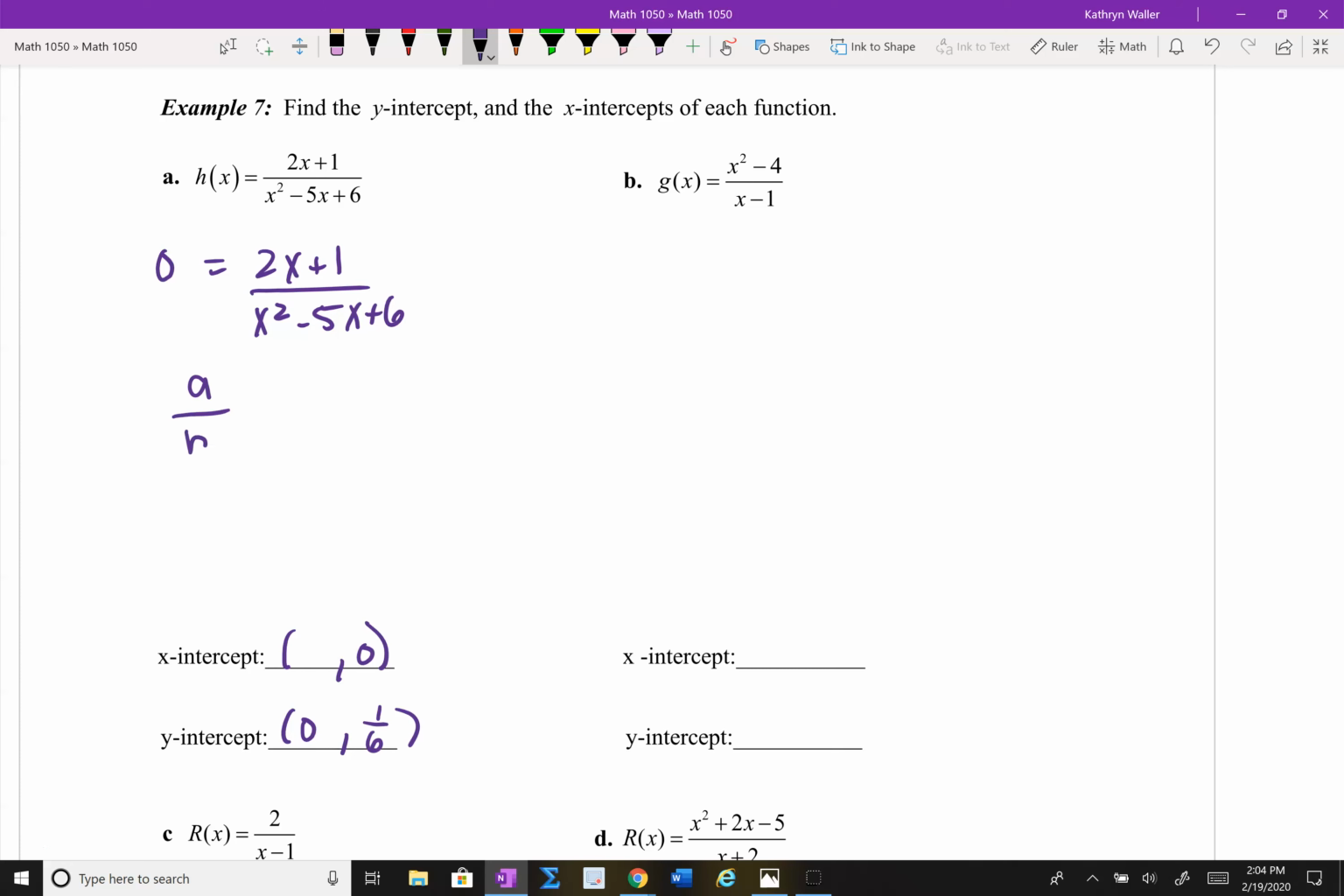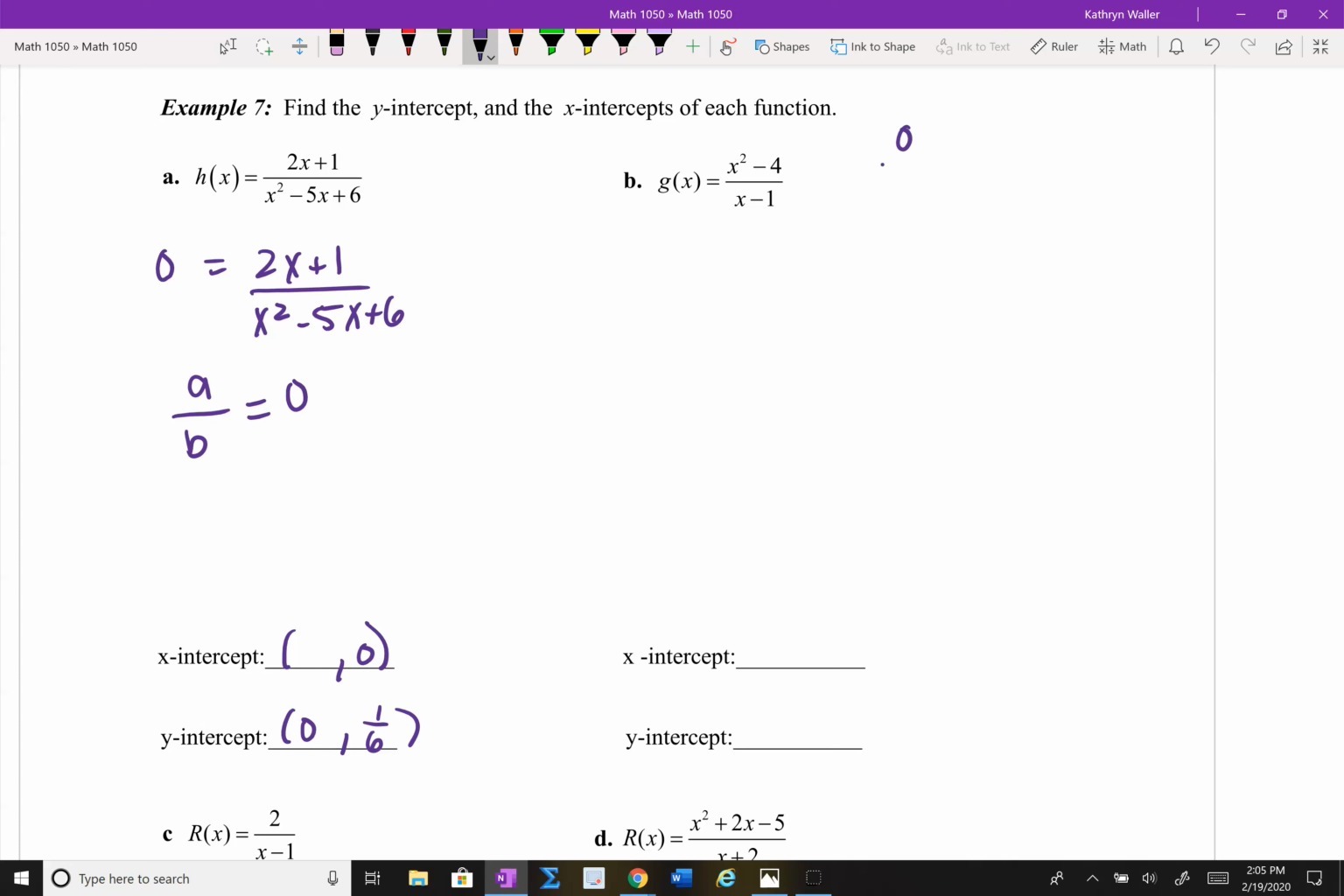If I have the fraction a over b equals 0, that's basically what I have up above. Somebody tell me what I know about a or what I know about b. If a fraction is 0, what do I know about those values? A has to be 0 and b can't be 0.